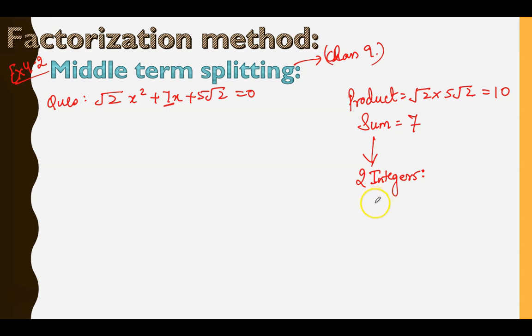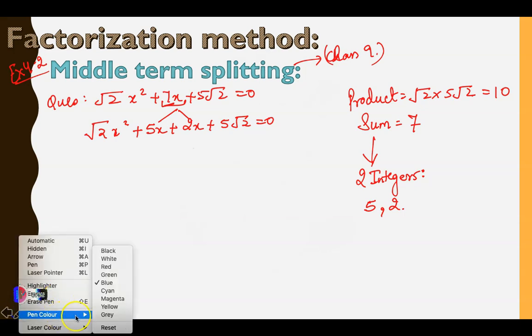A very simple question. अगर आप observe करते हैं तो 5 and 2 only, अगर आप इनका सम करेंगे तो आपको 7 रिजल्ट मिल जाएगा, और अगर आप इनको मल्टीप्लाई करोगे तो आपको 10 मिल जाएगा. That means you can just write root 2x square plus 5x plus 2x plus 5 root 2 is equal to 0. Simple. I have just split this 7x into two integers. Now please focus.